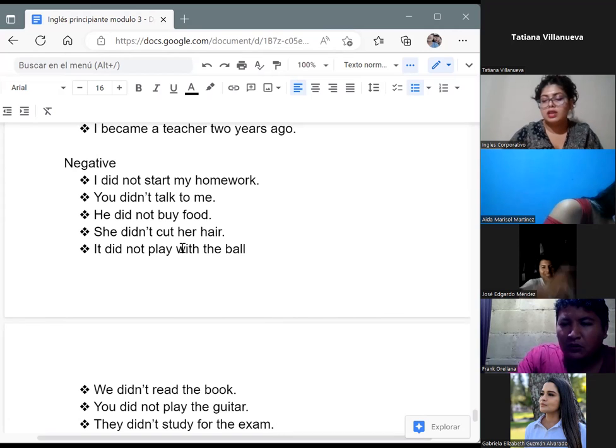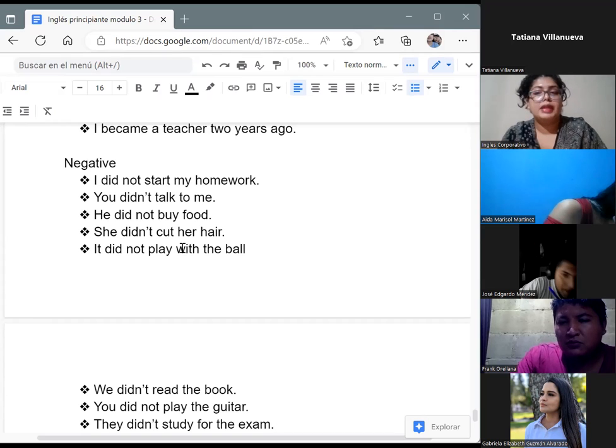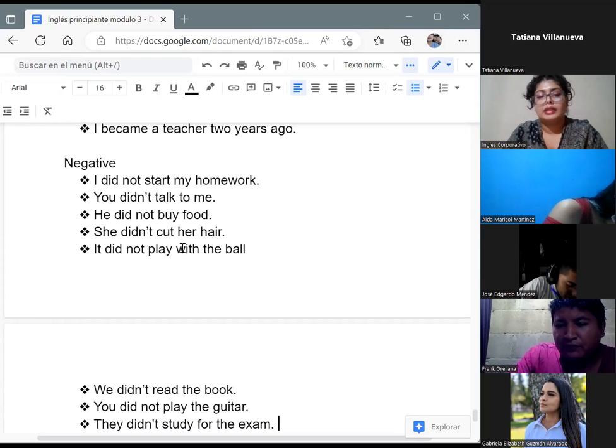In that case, you can see the word play. We can use play for, podemos utilizar play para jugar and play para tocar un instrumento. So in that case, we have two different options.